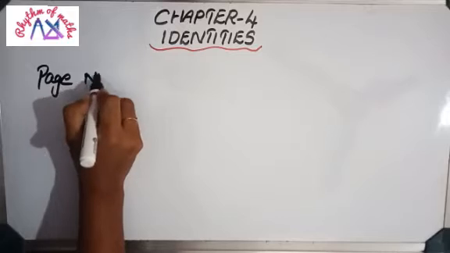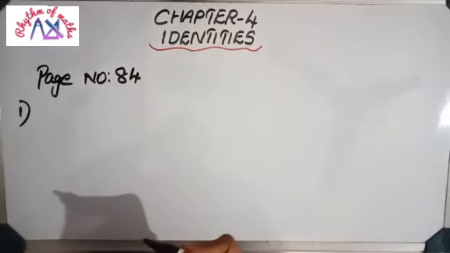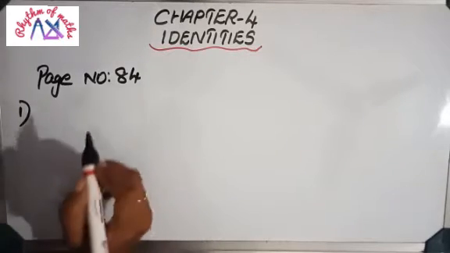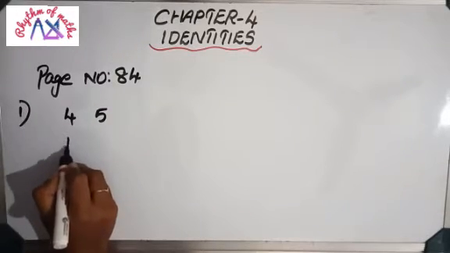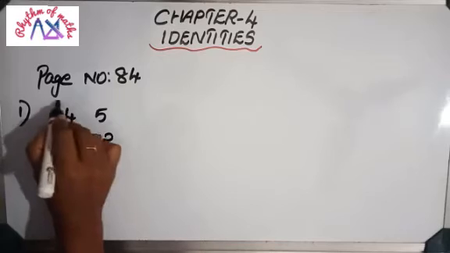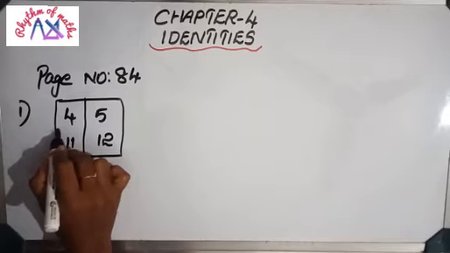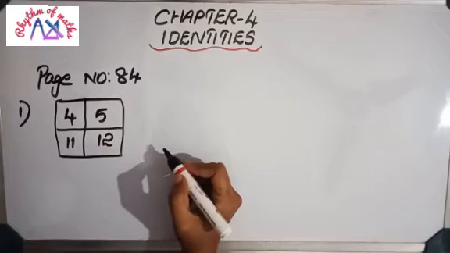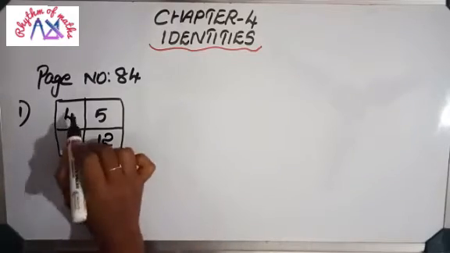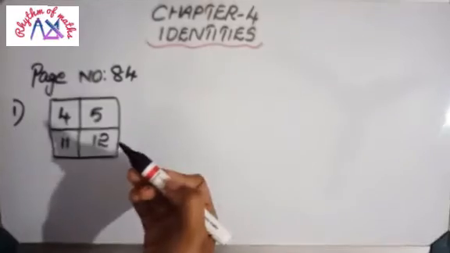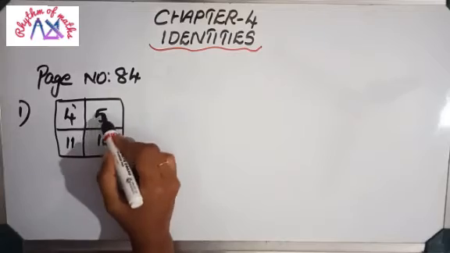Page number 84. First question: the square of 4 numbers from a calendar is already given in the question. The numbers are 4, 5, 11, 12. The question is, find the difference of the squares of diagonal numbers. The first diagonal numbers are 4 and 12, and the next are 5 and 11.